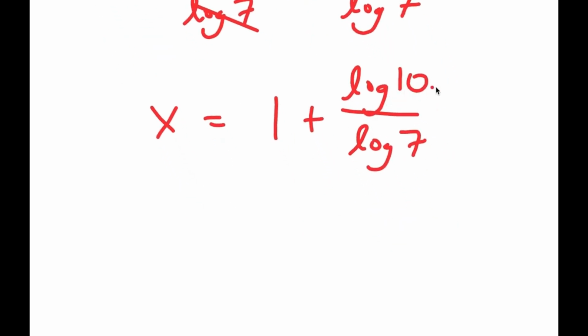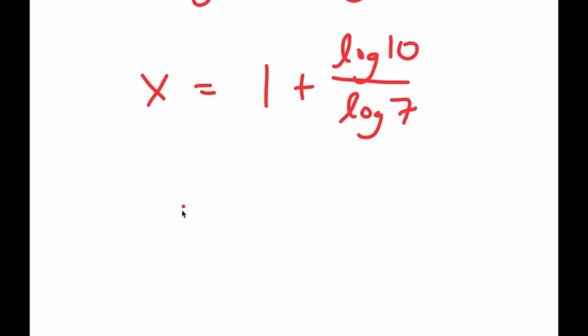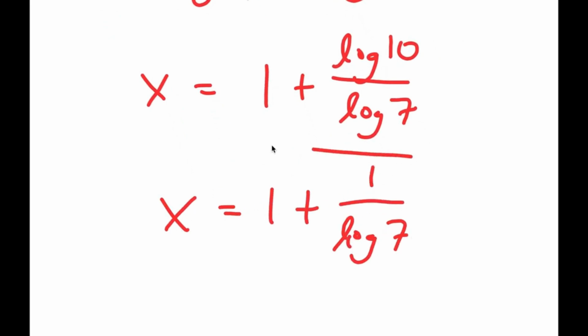And if you guys didn't already know, log 10 is actually equal to 1. So now I get x is equal to 1 plus 1 over log 7. And this is my answer.